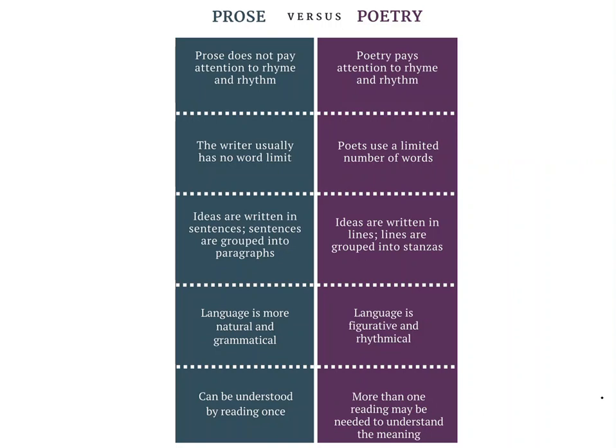Language is more natural and grammatical in prose. Language is figurative and rhythmical in poetry. So grammar doesn't always matter. Places where there might be a period, maybe the poet put one in, maybe they left it out, just depending on how they felt that day. A lot of prose can be understood by reading it just once, but poems, a lot of times, you can read them more than once to understand the meaning.